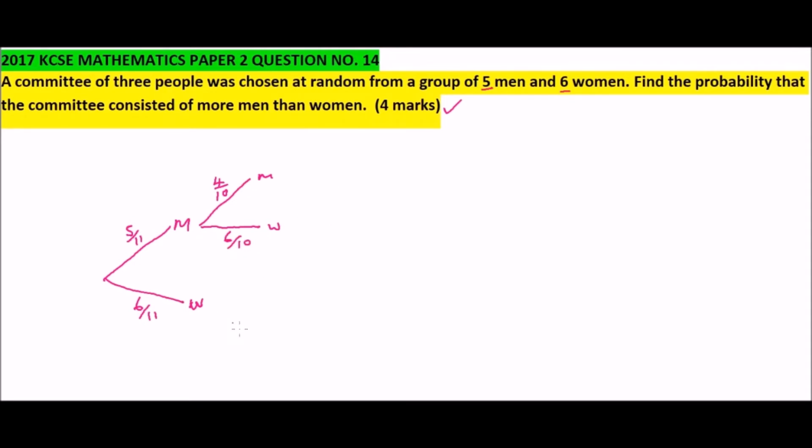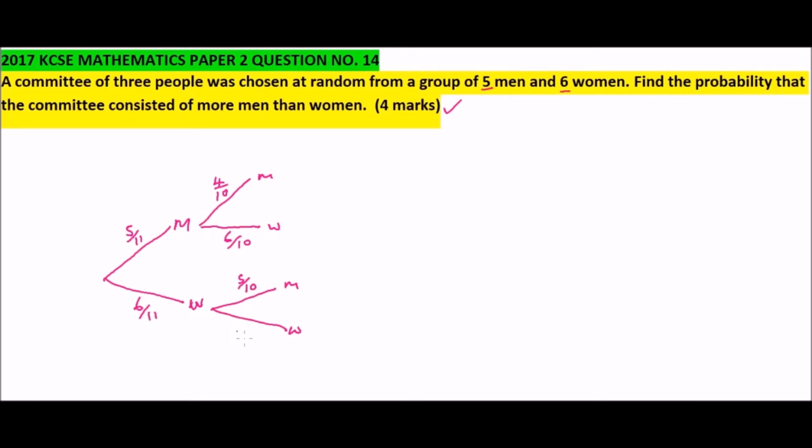We come to the other branch. The probability of choosing a woman first, then the probability could be we choose a woman or a man. So the first time we choose a woman, the second time we choose a man, since men had remained the same, the probability of choosing a man is 5 over 10 because the number of people has reduced.